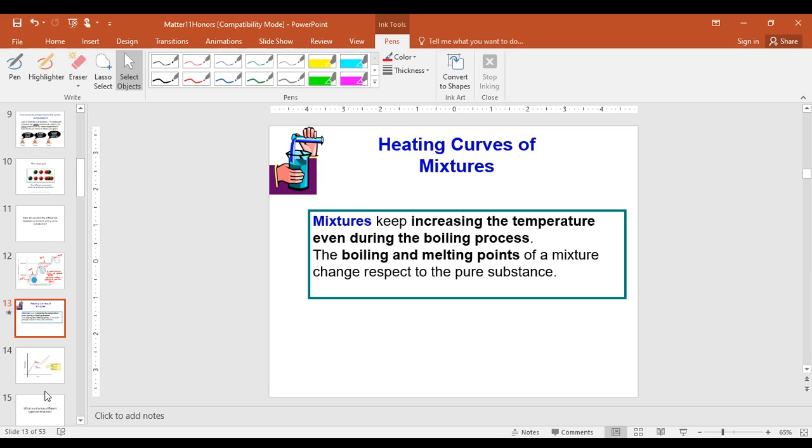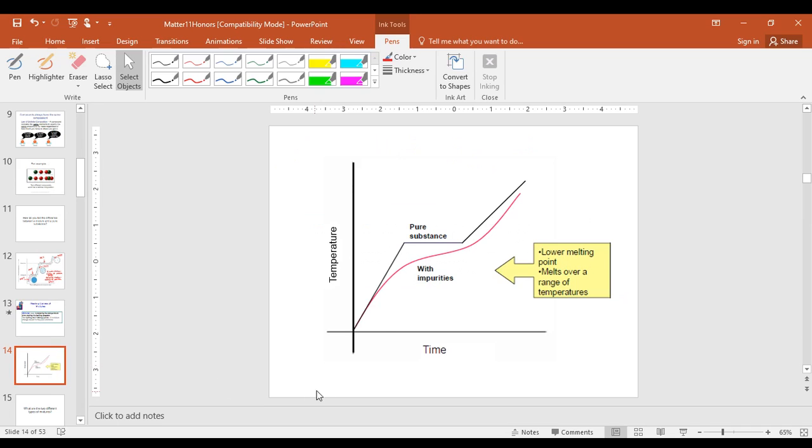And I just want to show you a picture of that. Here, the black line is for a pure substance. You see a nice plateau as it changes state. A mixture would not flatten out completely. The temperature would keep increasing throughout. And what we would also see is that if we were talking about the melting point, the temperature where it was melting would actually be lower.